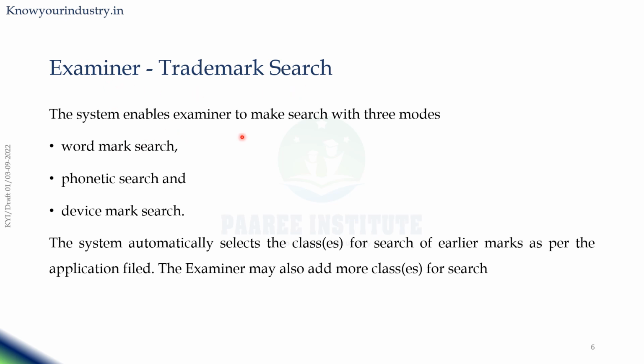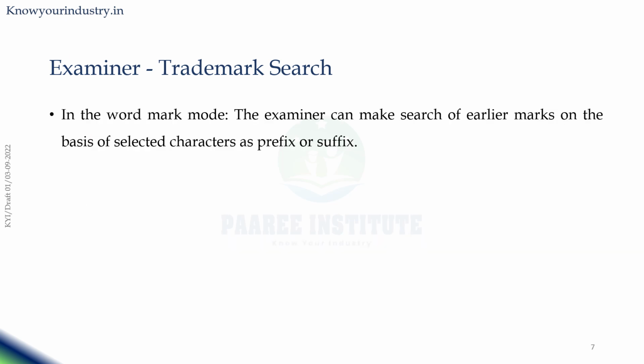How does the examiner conduct the trademark search? The system enables the examiner to make a search with three modes: word mark search, phonetic search, and device mark search. The system automatically selects the classes for search of earlier marks as per the application filed. The examiner may also add some more classes for search. The first mode of search is word mark mode. The examiner can make a search of earlier marks on the basis of selected characters as prefix or suffix.